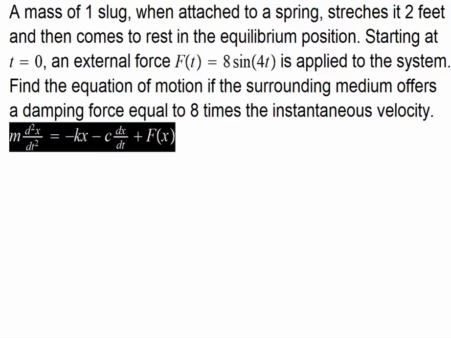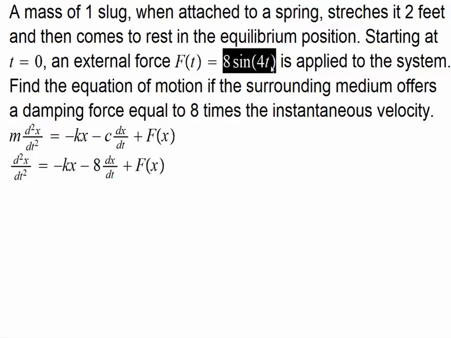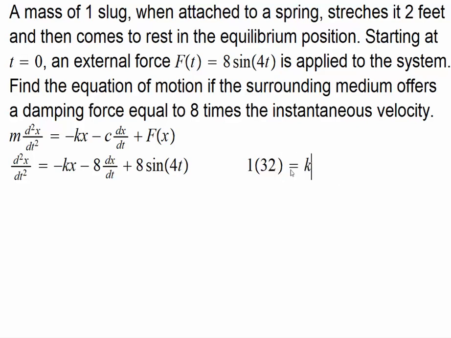Alright, so for this, let's just substitute what we know, and then we shall determine the rest. So we know that the mass is 1 slug, so m is 1. K we will determine, and c is 8, and this external force is 8 times sine of 4t. Now to determine k, notice that a mass of 1 slug will be 32 pounds of weight, because that is g, so this is mg, and that has to equal k times how much? 2 feet.